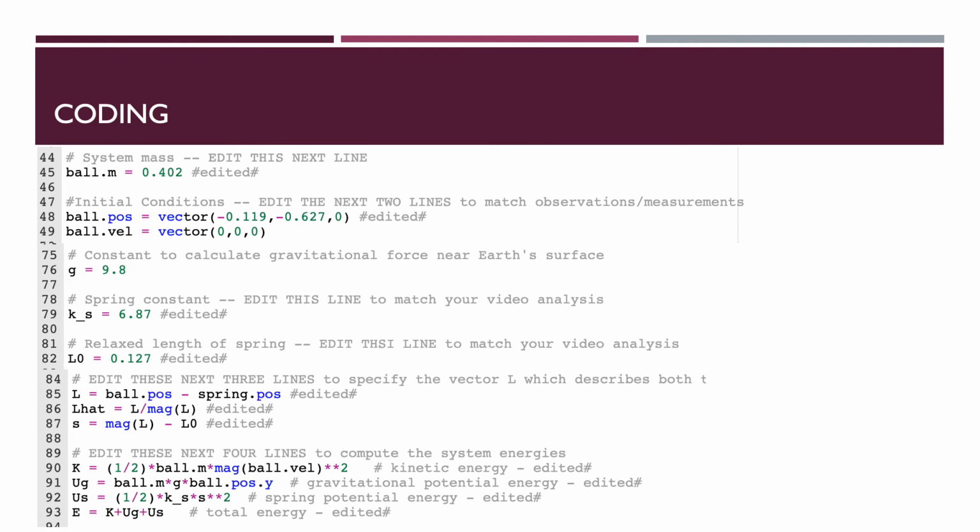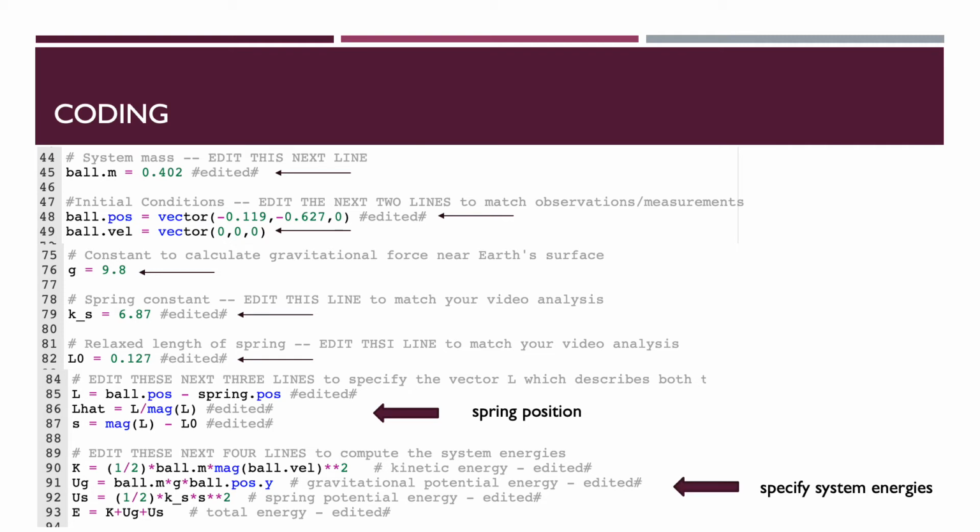Looking at the code, the mass of the ball, the initial position, and the initial velocity of the mass were changed. The gravitational constant, spring constant, and relaxed length of the spring were also inserted. These lines of code were changed to specify the spring position. Lastly, the system energies were defined.